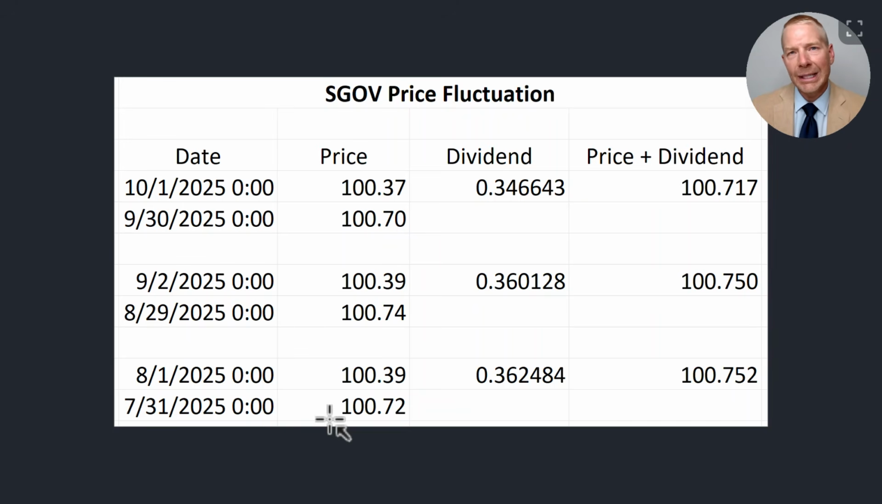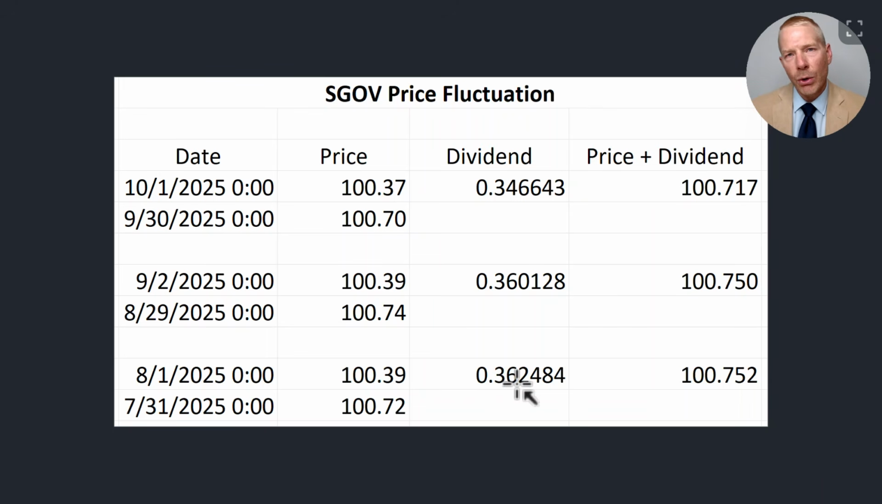The following day, the dividend was declared at 36 cents a share. SGOV price finished the day at $100.39. Here's where the share price fluctuation comes in. It's dropping. But keep in mind that you're going to receive, when the dividend is paid, this 0.362484 per share.